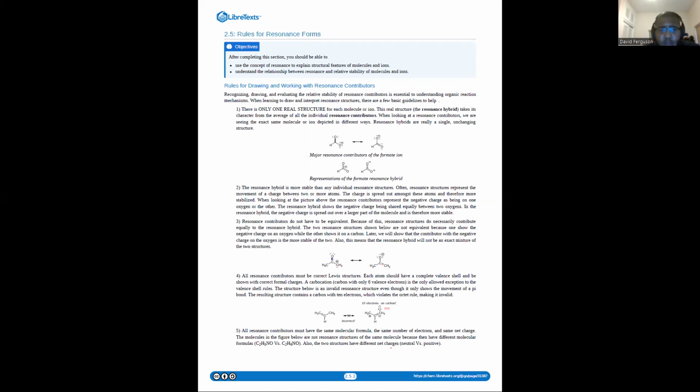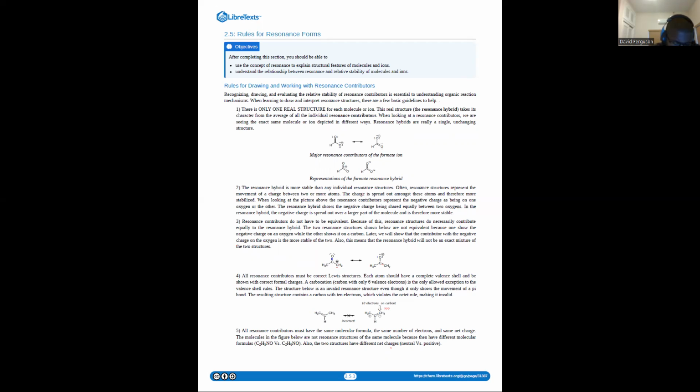Recognizing, drawing, and evaluating the relative stability of resonance contributors is essential to understanding organic reaction mechanisms. As we're reading this, we're going to annotate, so let me get the highlighter. I'm going to highlight first. Some people are proponents of highlighting, some people are not. The reason I'm highlighting is that when we review, we're highlighting the main ideas, and we're going to annotate based on what we need to associate with that main idea to memorize it.